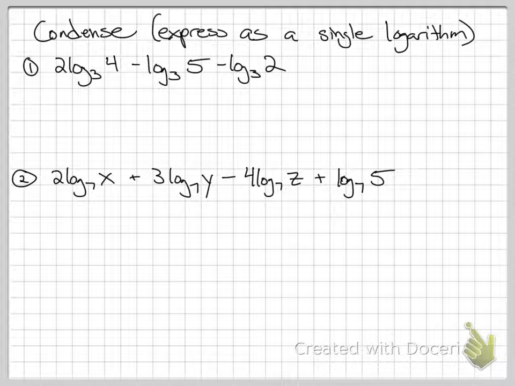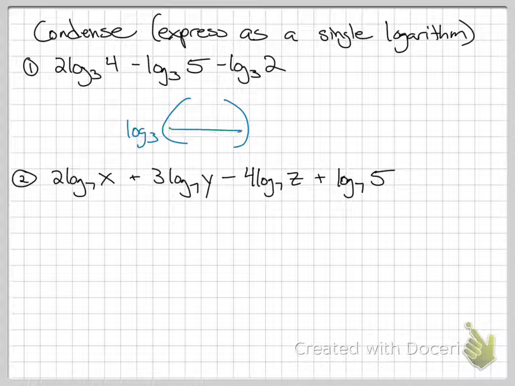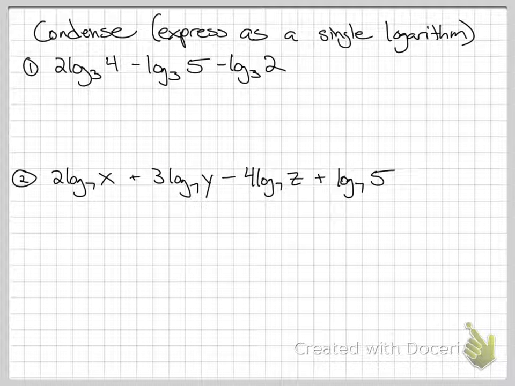Here's another page of review, condensing or expressing as a single logarithm. Write these down. When you're done, you should have, for example, log 3 of one big thing, and chances are there's a fraction in it, but notice there is only a single logarithm written. So pause your video, copy these problems down and try them on your own, and then unpause it to see if you get the same thing as me.